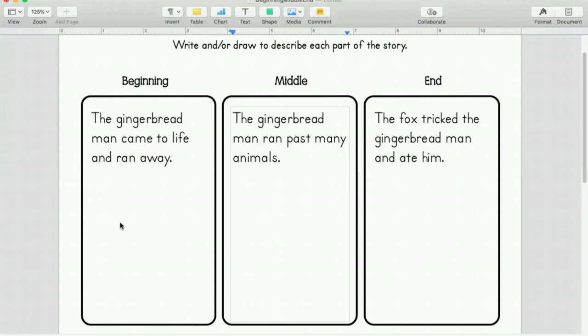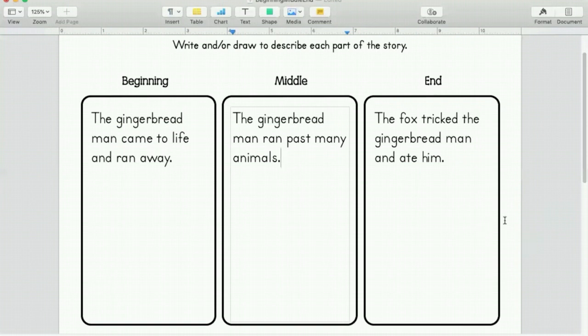So at the beginning, let's go back and see. The gingerbread man came to life and ran away. Then the gingerbread man ran past many animals. That was the middle of the story. And at the end, the fox tricked the gingerbread man and ate him. So that gives us the details of the beginning and the middle and the end.